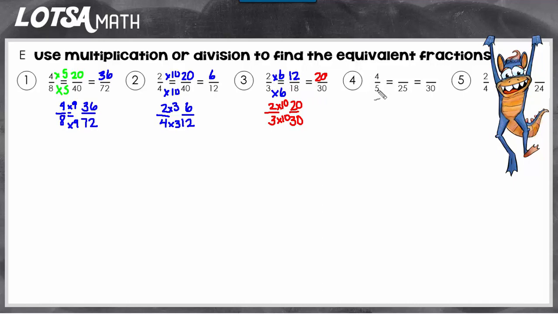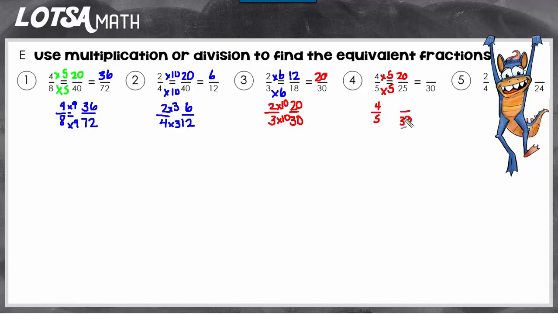We'll do one more. So we have 5 to 25, and I can see that's times 5. And what we do to the bottom, we got to do to the top. So we have 4 times 5 makes 20. Well, I can't really get from 25 to 30 with multiplying, and it doesn't work by just adding. So I need to start over and look at 4/5 and compare it straight to 30ths.